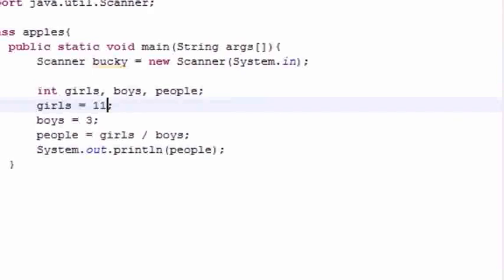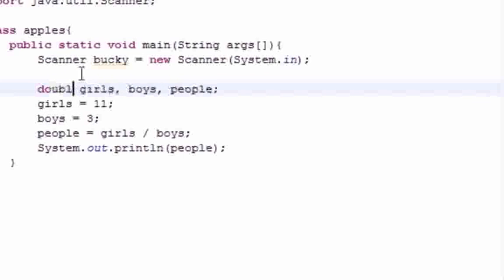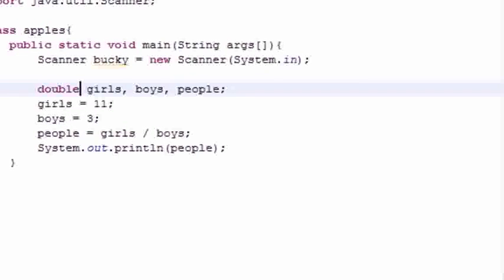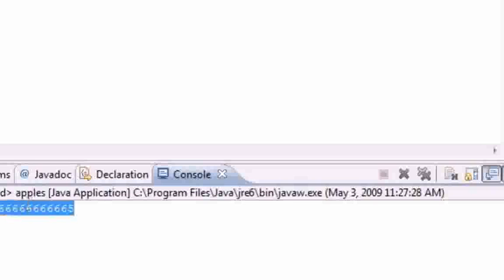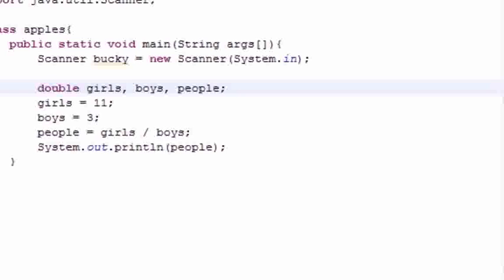Well, Java said, alright, you want to work with ints? Well, ints are whole numbers, so whenever you ask the question in ints, I'm gonna give you an int. So if you want to get this number exact, you need to use double. So go ahead and press OK, and there's your answer, 3.66. So that's the difference between int and double. Int gives you whole numbers, and double gives you a fraction of a number, or numbers with decimal points.